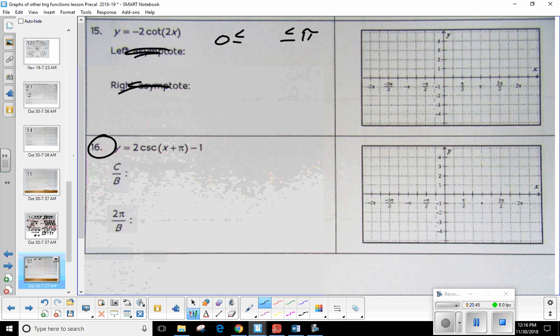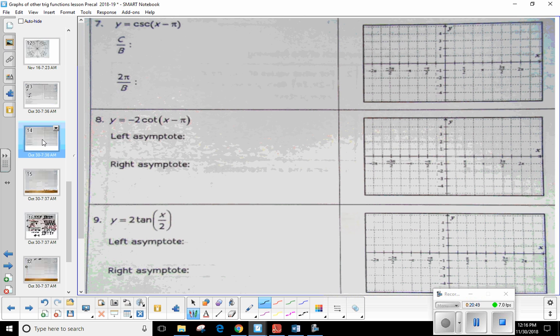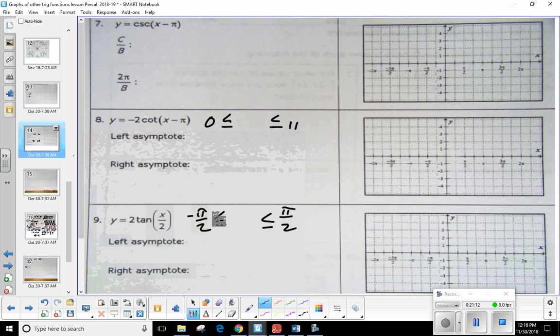Let me go ahead and find a tangent one. Let's see here. There's a tangent on number 9. Okay. So when you want to graph this one, every tangent problem, what's the consecutive pair of asymptotes we use here? Okay. We start negative pi over 2 and pi over 2. Okay. Here's another cotangent. So we're going to start that compound inequality between 0 and pi.